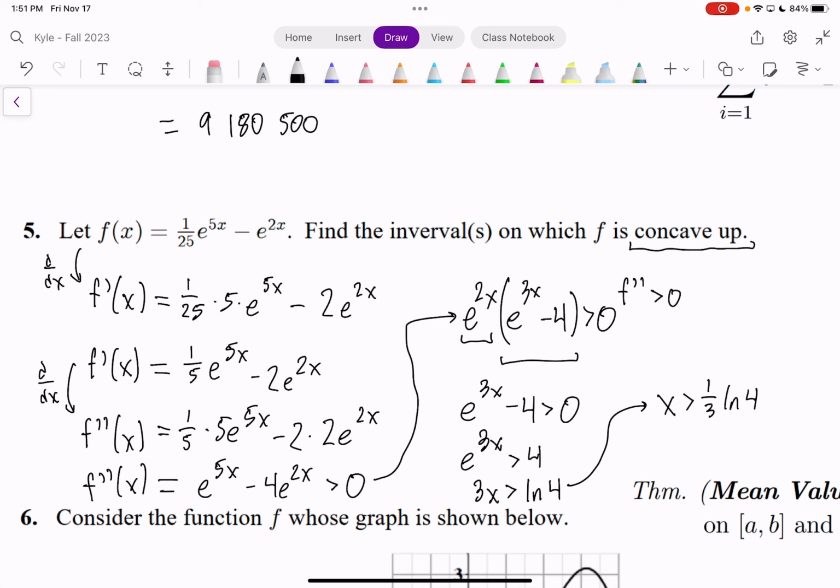Is that okay with everyone? So here what we did was we took the ln of both sides, or we converted from exponential form to log form. Is that okay with everyone? Yeah. All right. Let's remark, this is always positive, so we can ignore it.